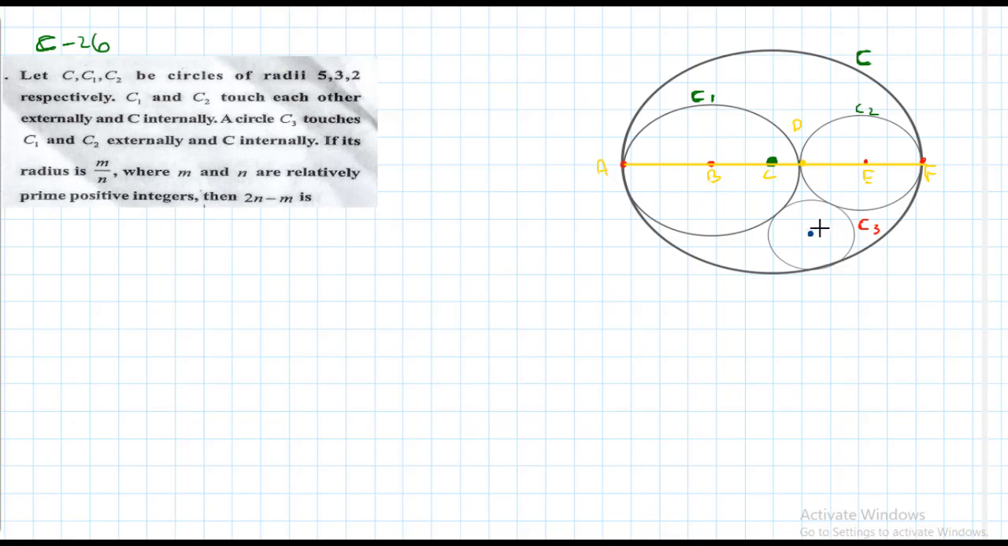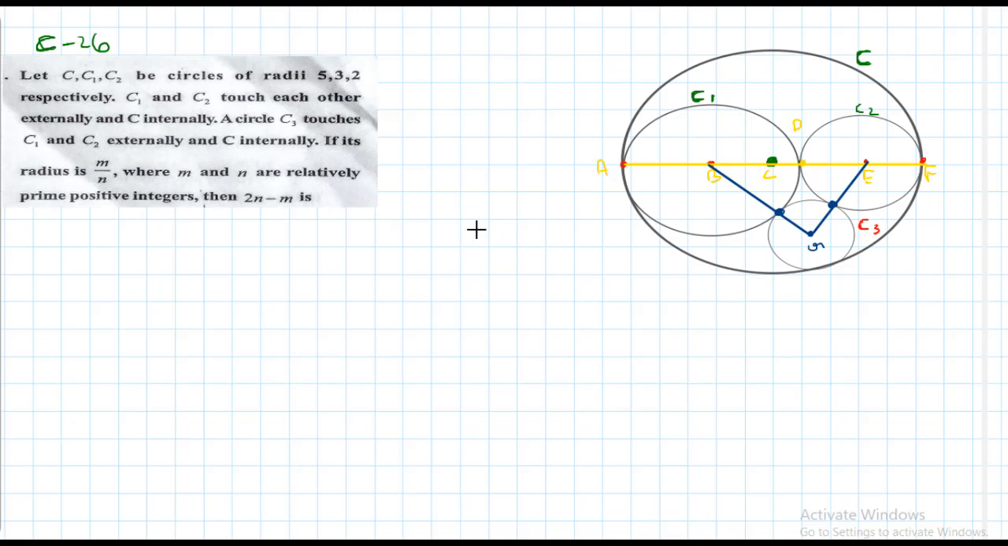The center of the circle I can name G. These three are collinear: B, G and this point, because these two circles touch each other externally. Again, this point, G and E are also collinear.